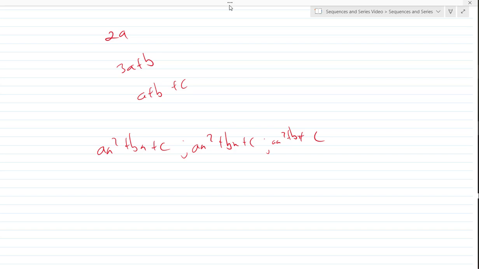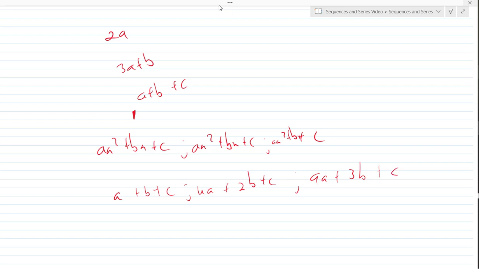Now obviously, because this is the first number in the sequence, we can replace n with a 1, so that's going to be a plus b plus c. I've just replaced the n with a 1. Let's replace the n with a 2. That'll be 4a plus 2b plus c, and then this will be replaced with a 3 squared. That's 9a plus 3b plus c.